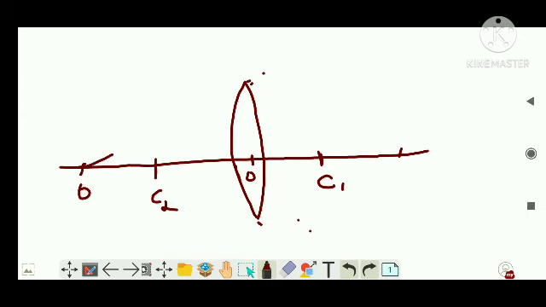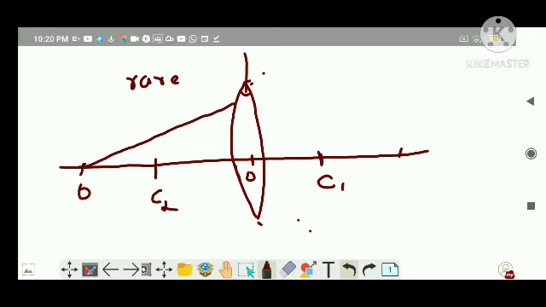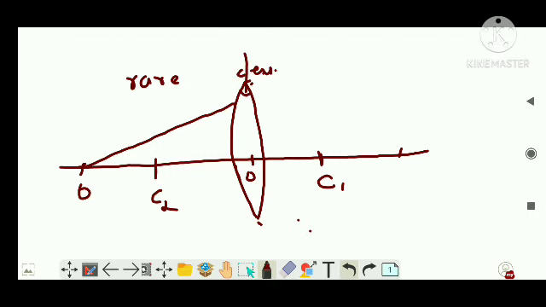Let's say it falls over here. So this is usually the rarer medium, that is air. And the mirror or the lens section is the denser medium. Again, this becomes a rarer medium. And what was the refractive index? It was Nm, and here it is Nl for our lens.